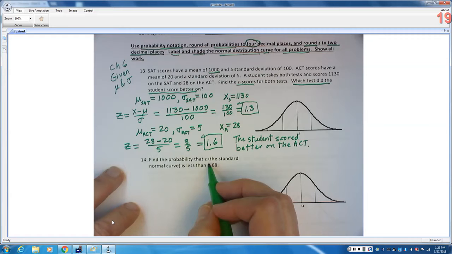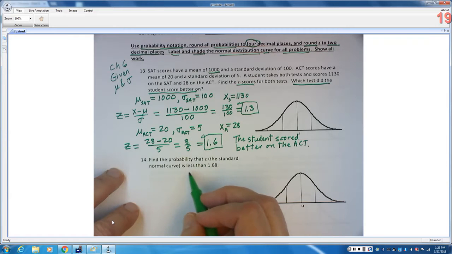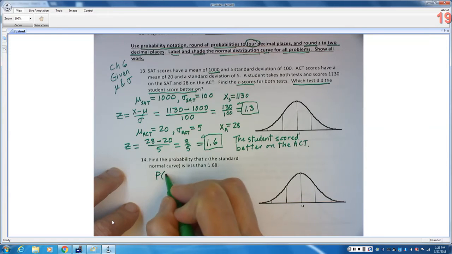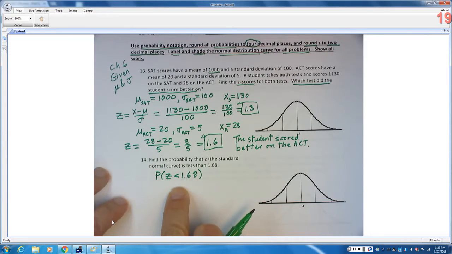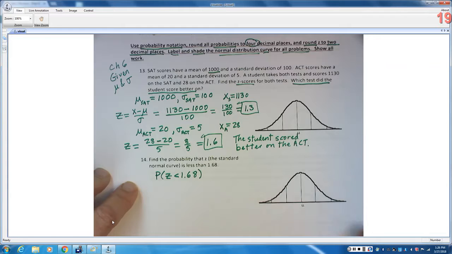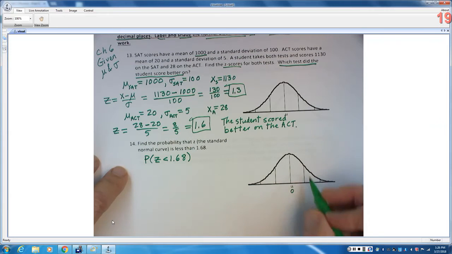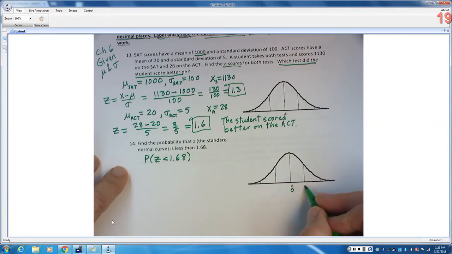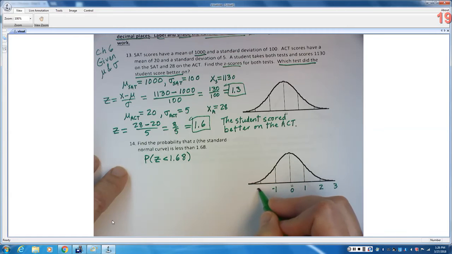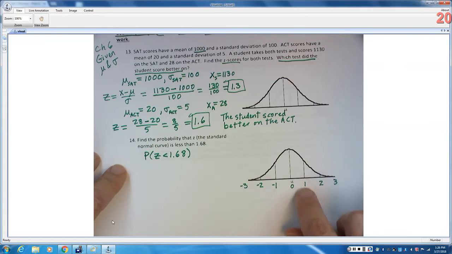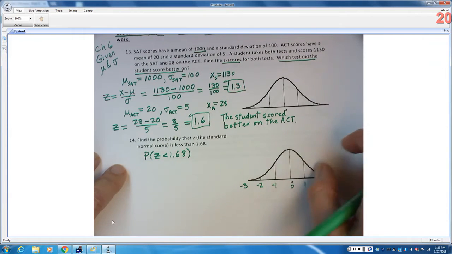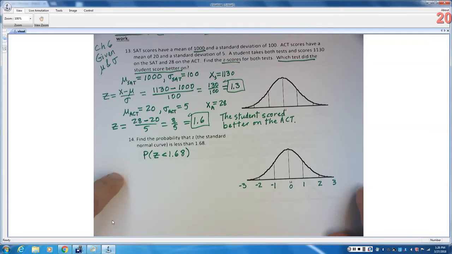Find the probability that Z, the standard normal curve, is less than 1.68. That's your probability notation. And then since it's a standard normal curve, you're going to mark your curve off, Z in the 0 in the center. This is 1, this is 2, 3 is over here. Minus 1, minus 2, minus 3. On these curves, these are 1 and 2, so these are supposed to be 1 standard deviation, 2 standard deviations, okay? Don't add more marks.